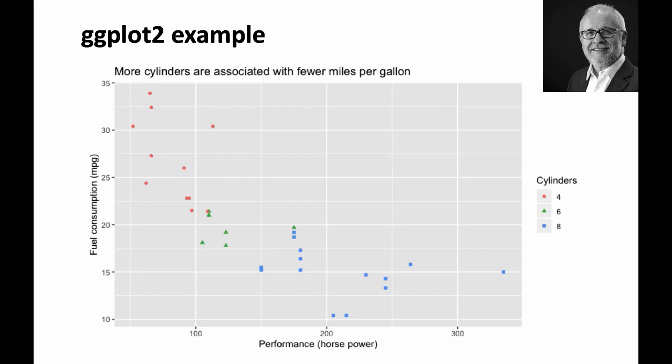The green cars have 6 cylinders. They have less good fuel consumption and they have less good performance. They're in that middle group. And then we have the blue cars, which have 8 cylinders, and we can see that they have lower fuel consumption, but they have variable performance going right up to over 300 horsepower.